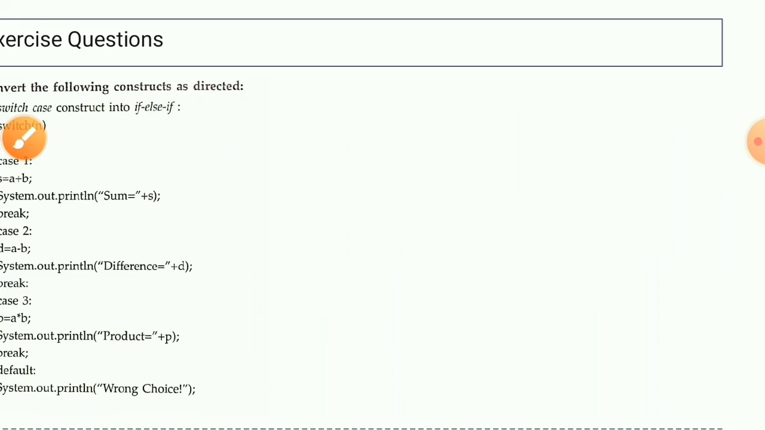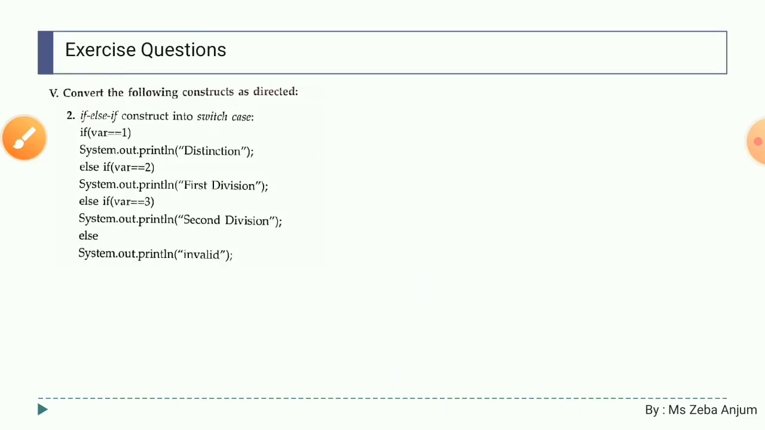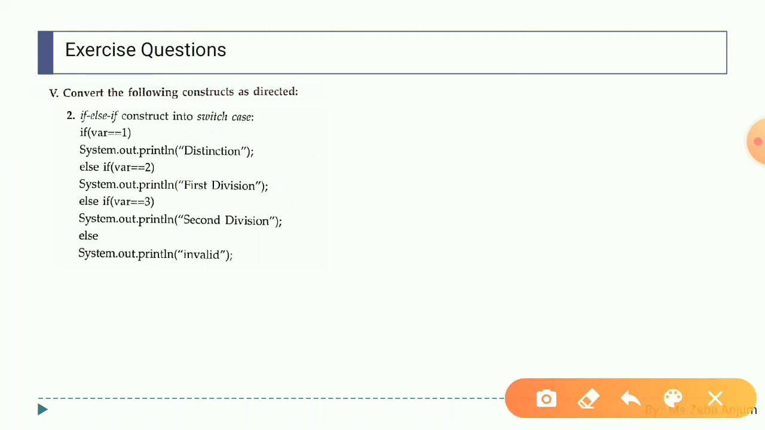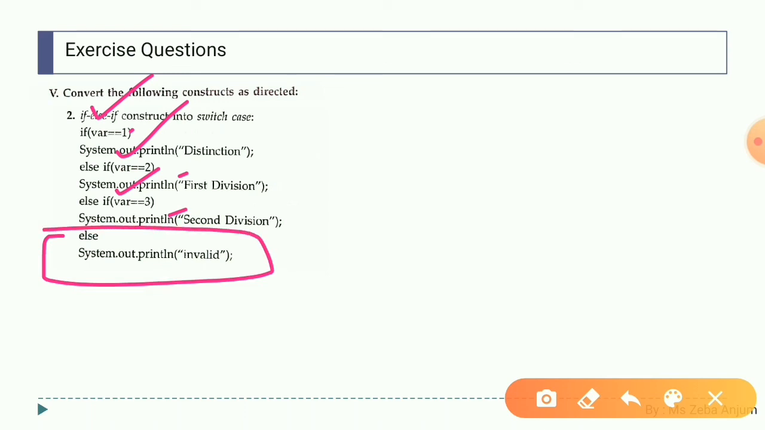Now see the second one. The second one is just the reverse of your first one. You have an if else if condition and you have to convert it into a switch case. Over here this variable is going to be compared, so in switch we will take the variable as an argument. Now these 1, 2, 3 we have here, so three cases we are going to make, and the else portion will go in the default case. So now let us try to write our code.